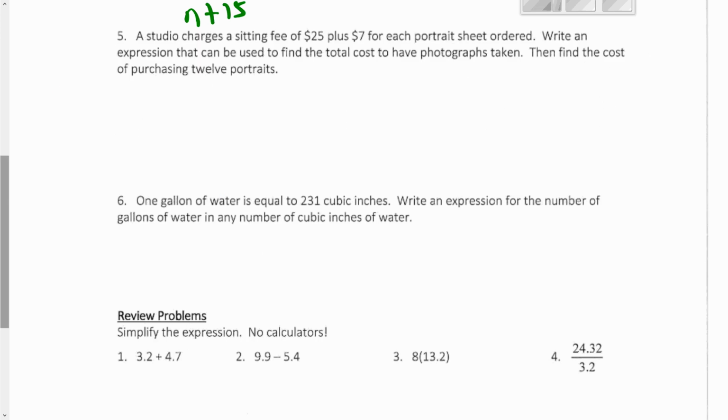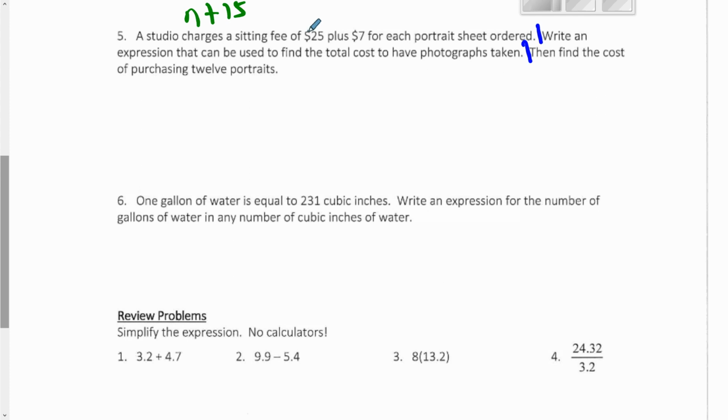Next, we're going to look at a couple word problems. So the first one says a studio charges a sitting fee of $25 plus $7 for each portrait sheet ordered. Write an expression that can be used to find the total cost to have photographs taken, then find the cost of purchasing 12 portraits. So this first part, write an expression, means an expression in general. So we're not actually going to find an answer for that part. We're just going to write an expression.